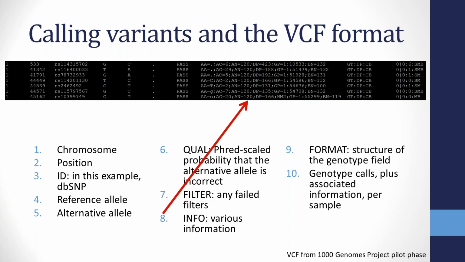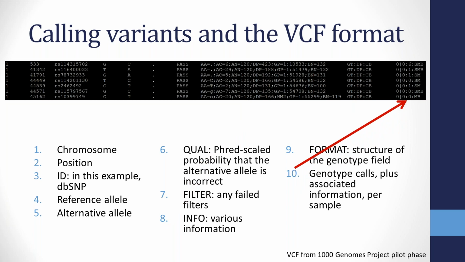And then this is the aggregate information that I was talking about. This is aggregated across all individual samples. So in here we see examples like the number of total alleles, the depth at that position, et cetera. And it's separated with semicolons so we can easily parse it informatically. Format is going to be the structure of what the genotype calls for the individual samples actually look like. And then the final part is the genotype calls themselves and any associated information.